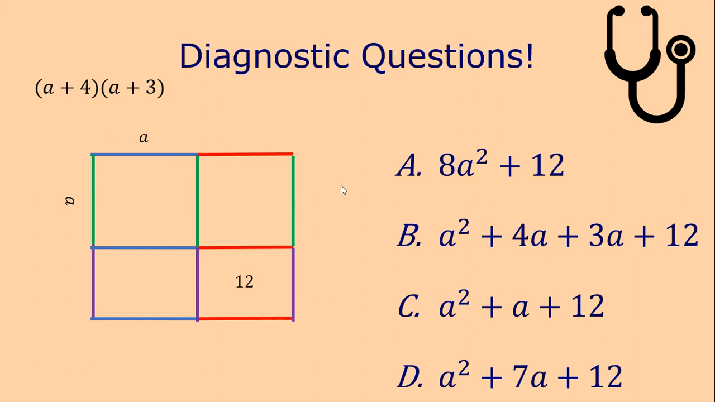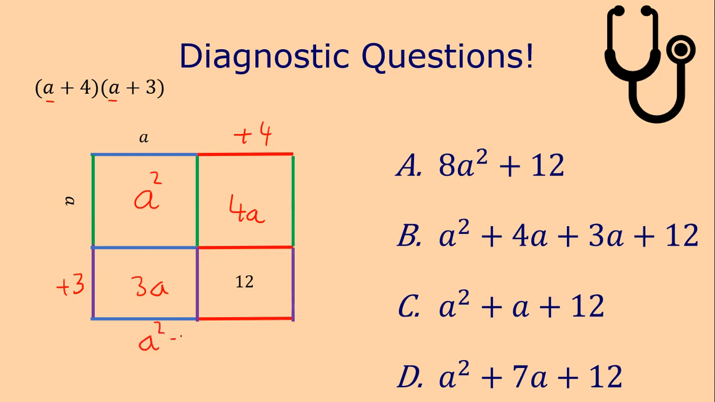Okay, so I'm hoping that you've had a go at that. You can see we start to fill it in. So I've put the a's in for you. I'm going to put a plus 4 along this side, a plus 3 along this side. You'll notice that I filled the 12 in for you as well, just to help you feel confident there. We know that a times a is a squared. We know that 4 times a is 4a. We know that 3 times a is 3a, and 3 times 4 is 12, which we've been given.